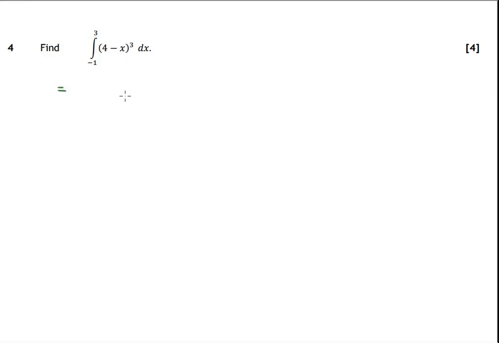So this will become 4 take x, add 1 to the index, takes it up to 4, dividing by that new index, and also dividing by the derivative of that inner function of 4 minus x. The derivative of 4 minus x just leaves you with minus 1. No need to add a constant here because we have got these limits, which we're going to have to substitute in. Before we do that though, I would recommend that you simplify this as far as you can.